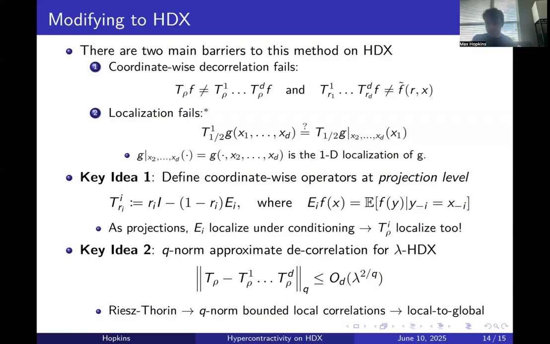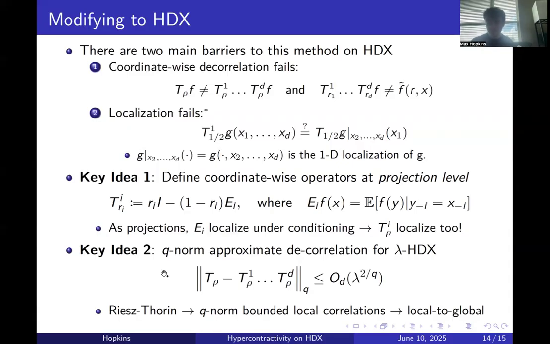And the key idea here is actually just a simple application of what's called Riesz-Thorin interpolation. Basically, because I know that all of the local 2 norms are bounded, right? This is really what this local spectral expansion said. I can use interpolation to argue that the Q norm local correlations are also bounded. And then I can use a variant of what's called the local to global machinery to use these bounded local correlations to prove bounded global correlation of T rho and its coordinate-wise operators. I won't go too deeply through this. This is really following the general high-dimensional expansion local to global method.